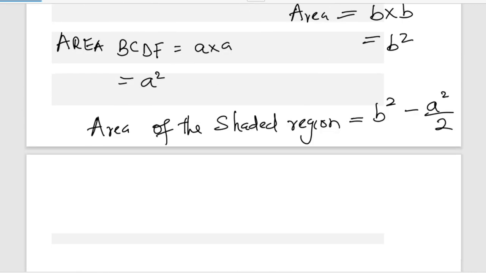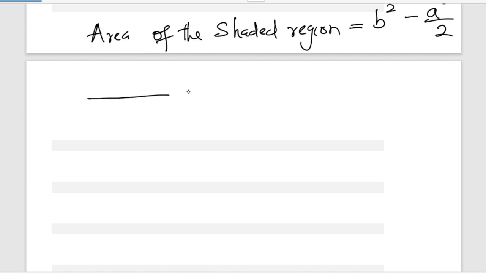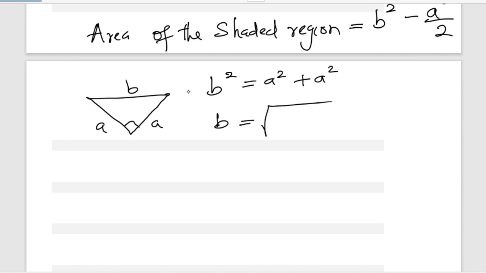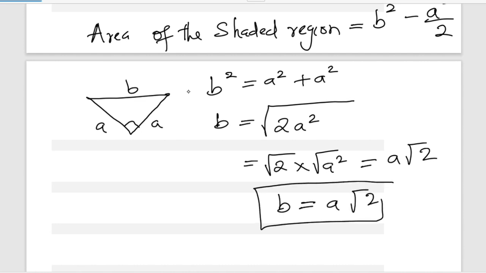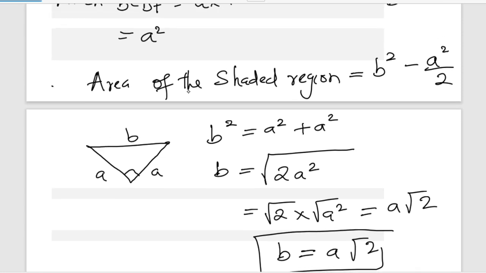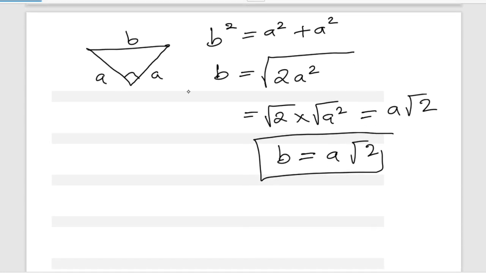And I'm going to redraw that. This is angle 90, this is A, and this is B. By Pythagoras theorem, B squared equals A squared plus A squared, which means that B is simply the square root of 2A squared, which is square root of 2 times square root of A squared, which is A root 2. So B equals A root 2. We can substitute this into the formula for the area of the shaded region, which is b squared minus a squared over 2.